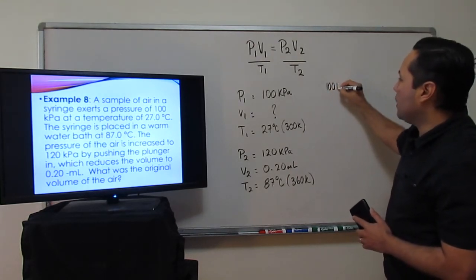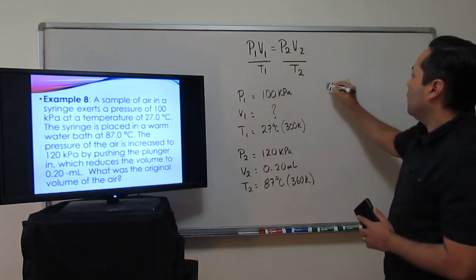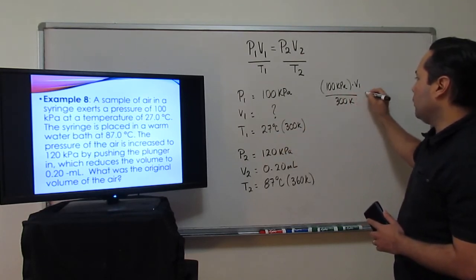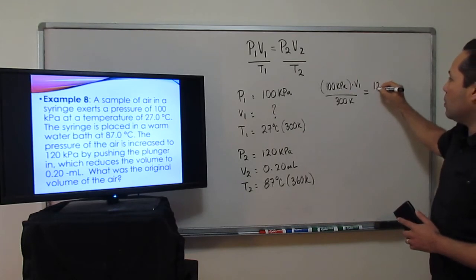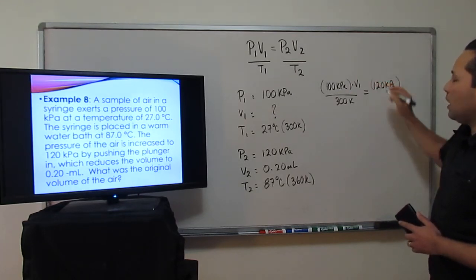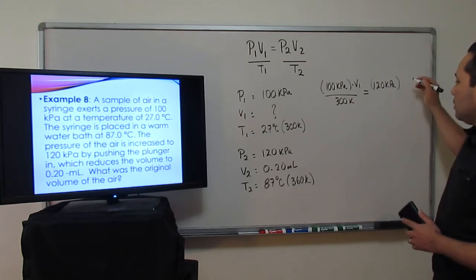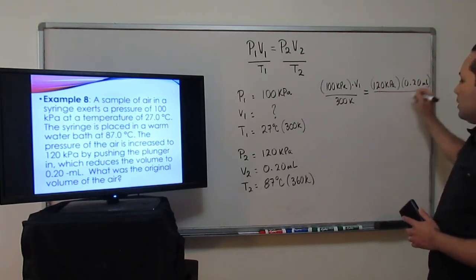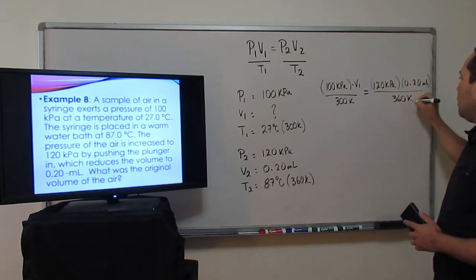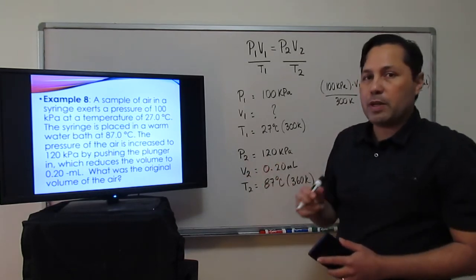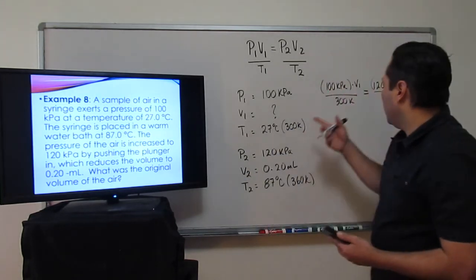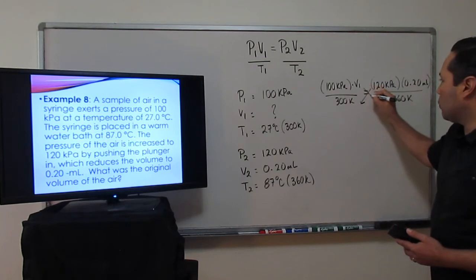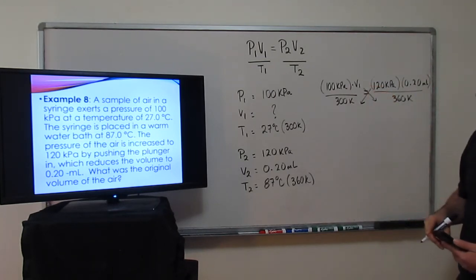So we had 100 kPa, so that's P1. V1 we do not have, that's what we're solving for. And our T1 was 300 Kelvin. On the other side we have 120 kPa, that's our new pressure after the plunger was pushed in. And the volume was 0.2 milliliters, and our temperature was 360 Kelvin after the syringe was placed in a warm water bath. Alright, so there's our setup. The work we're going to do is much like the other ones, where we just cross multiply and then try to isolate the V1. So let's do that.